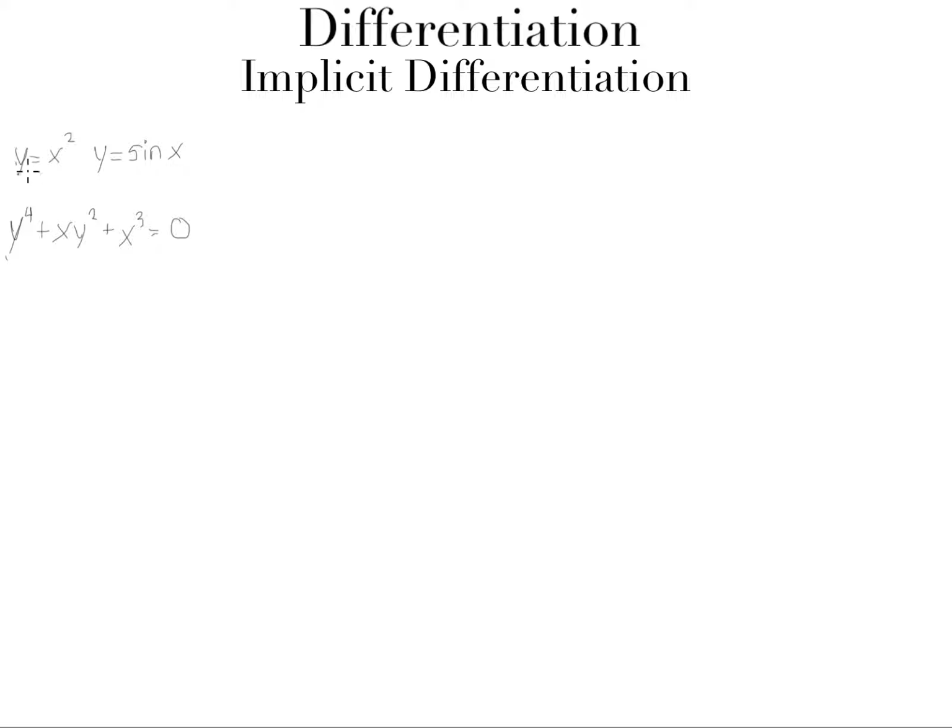Now, unlike these two simple functions, we can't solve for y in terms of x. So we have to find a new way to find the derivative of the function, to find dy dx. Another notation for the derivative of a function y of x. The way we do this is by taking the derivative of each term, but doing something special when we take the derivative of a term involving y.